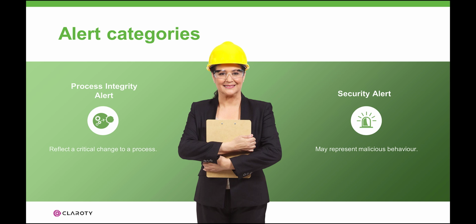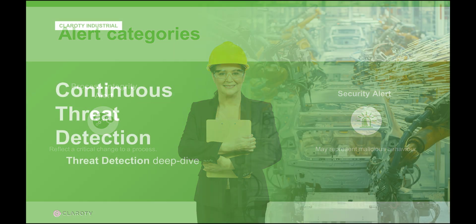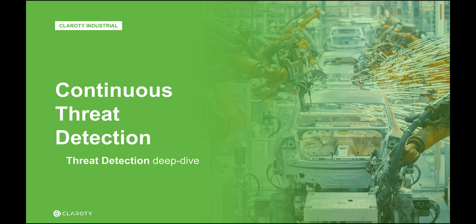The second category of alert is the security alert. This refers to cyber attacks that take place according to characteristics already known and defined. These alerts are immediate indications of security breaches and must be addressed as soon as possible. CTD generates threat alerts based on anomalies, rules, signatures, and behaviors using proprietary algorithms.